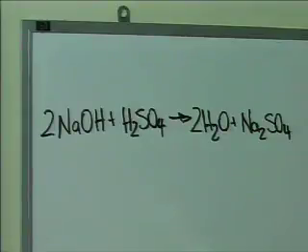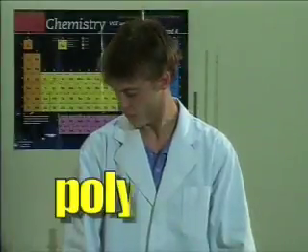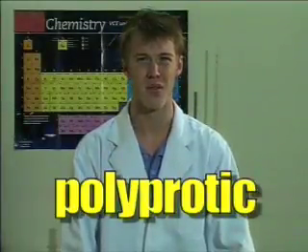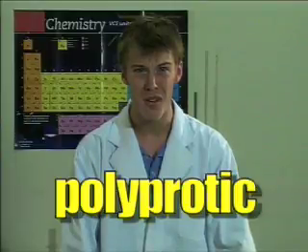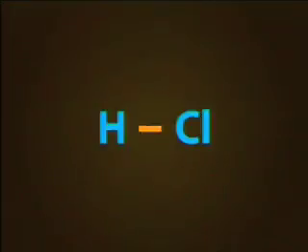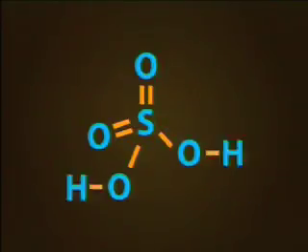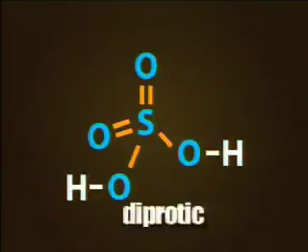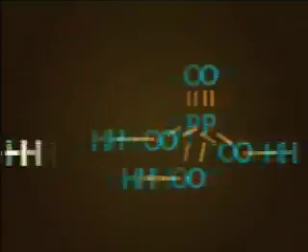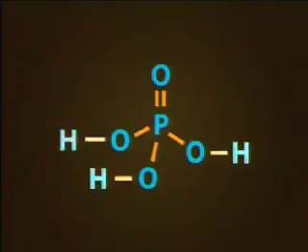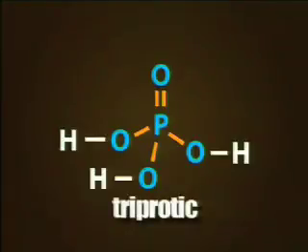And a final point, some acids are polyprotic, meaning they can have more than one proton they can donate. Look at the formula for hydrochloric acid. Each molecule has only one proton it can give. It's monoprotic. But sulfuric acid, H2SO4, is diprotic. And phosphoric acid, H3PO4, is triprotic.